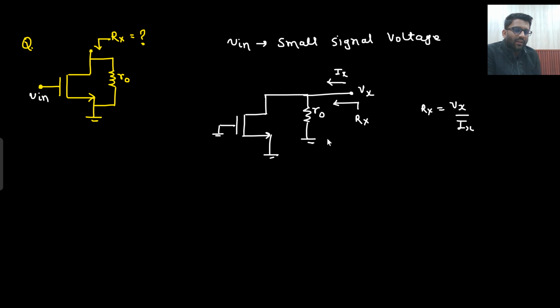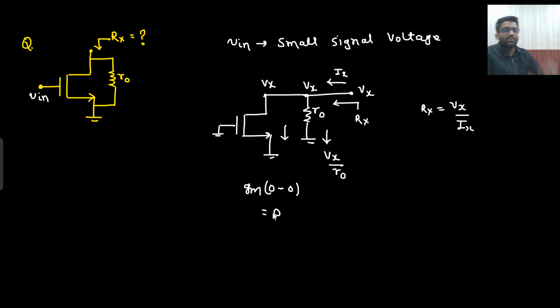Can I write down the current in R0? Yes. What will be the current? Vx by R0, because this node is also Vx. So Ix is being divided into two parts. One is through R0 and another one is through this MOS. But what will be the current in the MOS? It will be Gm times this potential minus this potential. That would be 0 only. So small signal current in the MOS is 0. So now the MOS can be replaced with an open circuit.